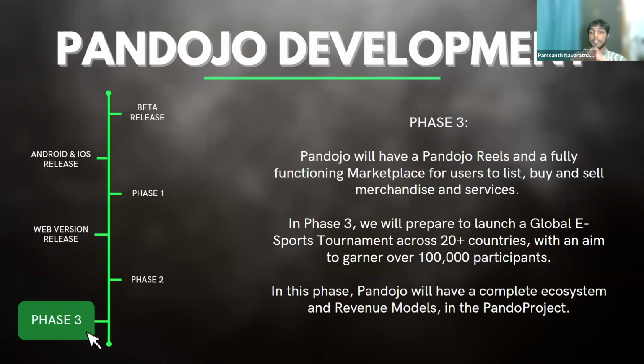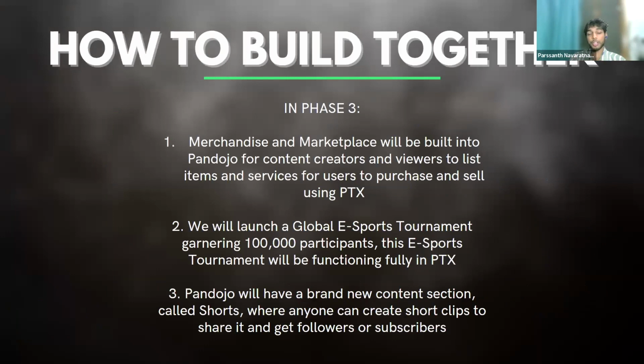This is what's happening in phase three. In this phase, PandoJo will have a complete ecosystem and revenue models in the Pando project. That's what we are looking forward to. And once we reach this point, I'm pretty sure we will be pushing the token up to 50 cents and higher, right? By phase three, it is going to be so beautiful. Can't wait for it.